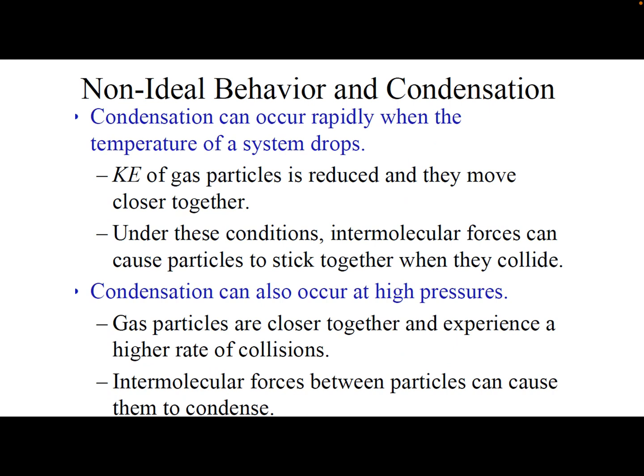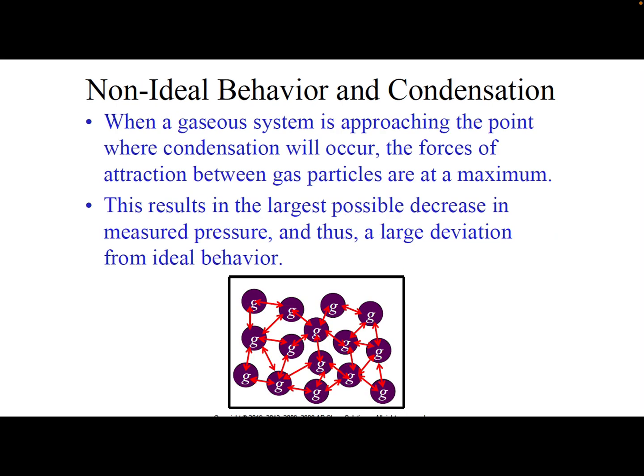Condensation can happen rapidly when the temperature of a system drops. So some good notes: kinetic energy is reduced, they move closer together. It can also occur at high pressures for similar reasons. The gas particles are closer together, they experience a higher rate of collision, and some intermolecular forces can cause them to condense. So when a gaseous system is approaching the condensation point, the forces of attraction, the intermolecular forces, are at a maximum. And so these are just some reasons behind deviation from ideal gas behavior.